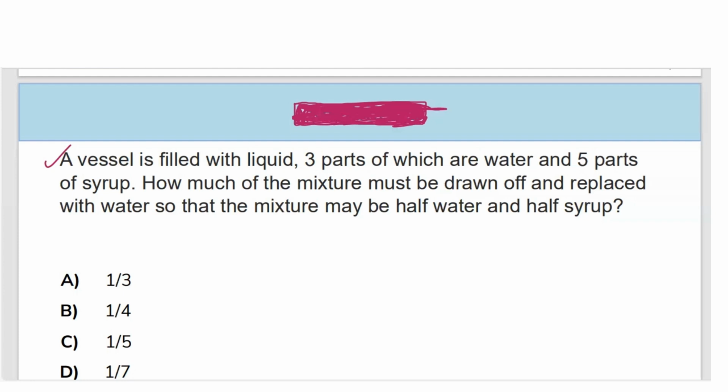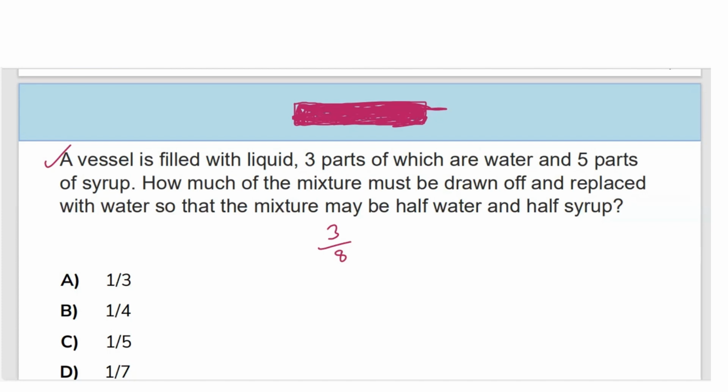So what is the basic method here? First you see how much syrup and how much water there is after replacing, after drawing out. First we are taking water as three parts. So water will be three upon three plus five parts, that is ratio three to five. So 3/8 is water.